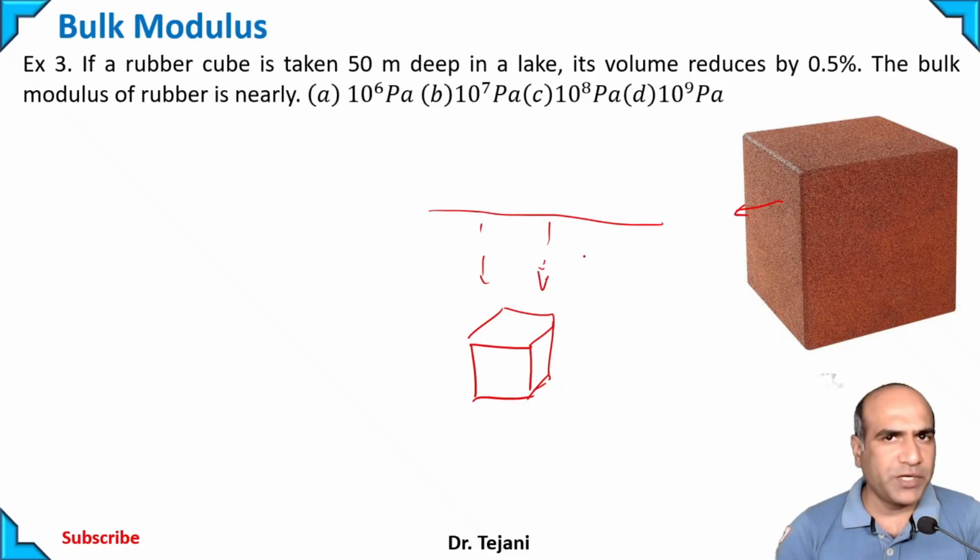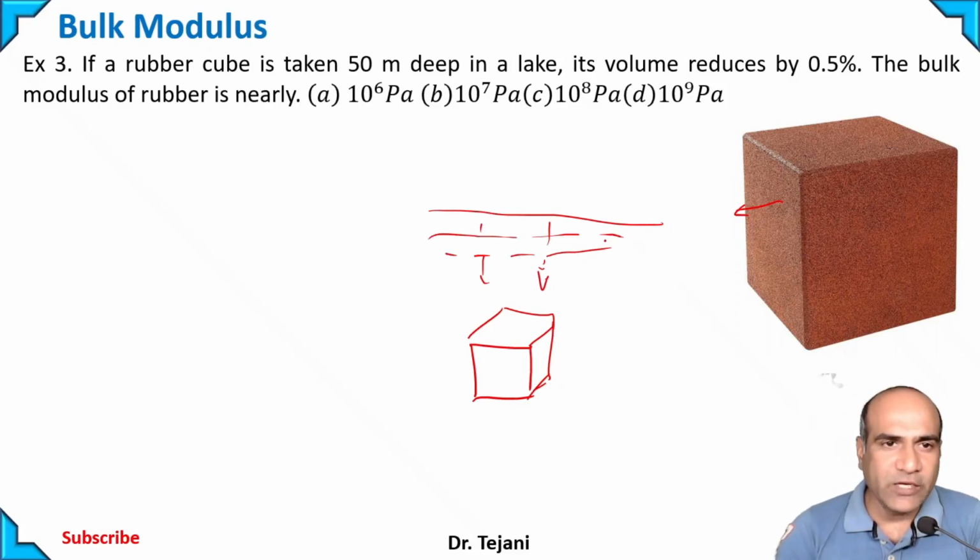It is subjected to pressure because of the mass of liquid. If a rubber cube is taken 50 meters deep in a lake, its volume reduces by 0.5%. So you can say delta V divided by V is equal to 0.5%. We need to find the bulk modulus of rubber, B.